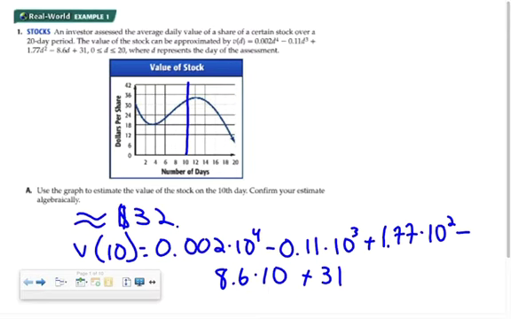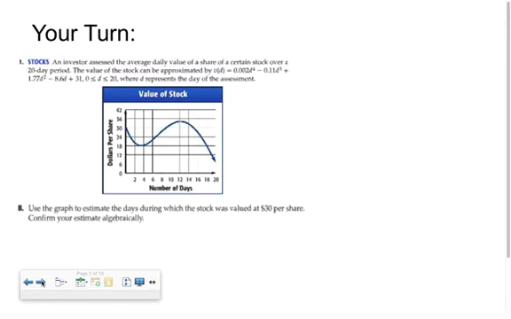Plus 1.77 times 10 squared minus 8.6 times 10 plus 31, and it's $32, right on the money. Take a moment and work through the your turn below. It's still referring to the same graph as the last problem.